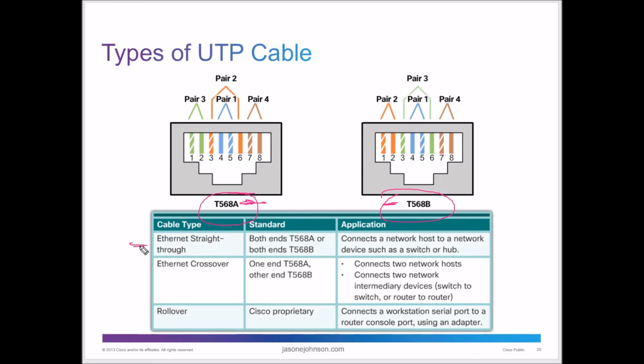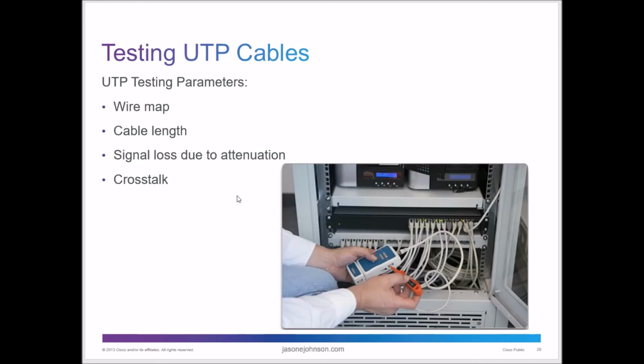There's a straight through, and that connects a network host to a network device such as a switch or a hub. You have a crossover, connects 2 network hosts or 2 network intermediary devices. And then you have a rollover cable, and that's where it connects a workstation serial port to a router console port using an adapter. Now, just a note here, a lot of the new Cisco devices have auto sensing. And so it will pick up and see what the wires are, and it'll automatically set it for you. But older devices do not. So you need to be mindful of what type of cable you're using and which type of standard you're using on these.